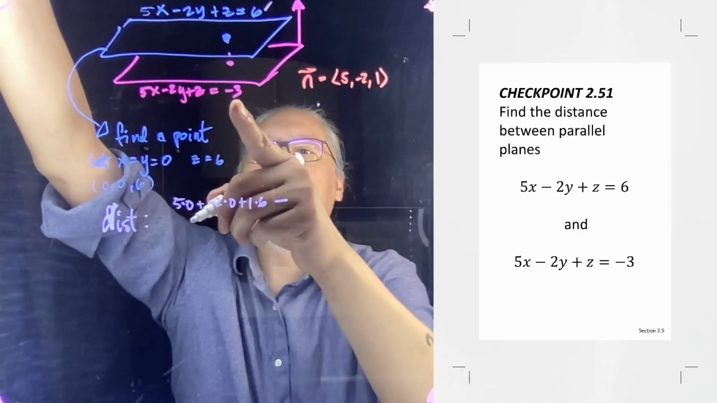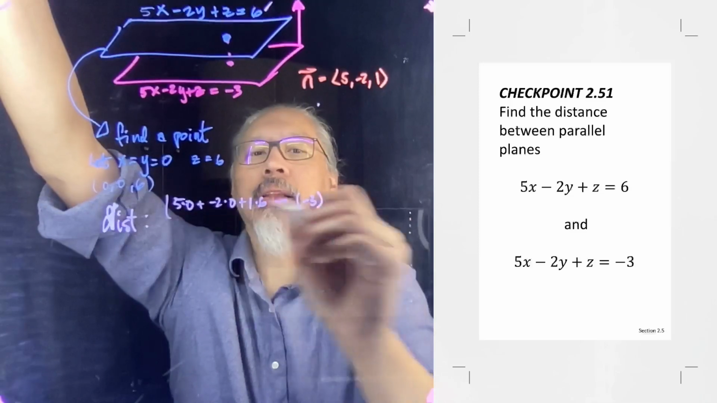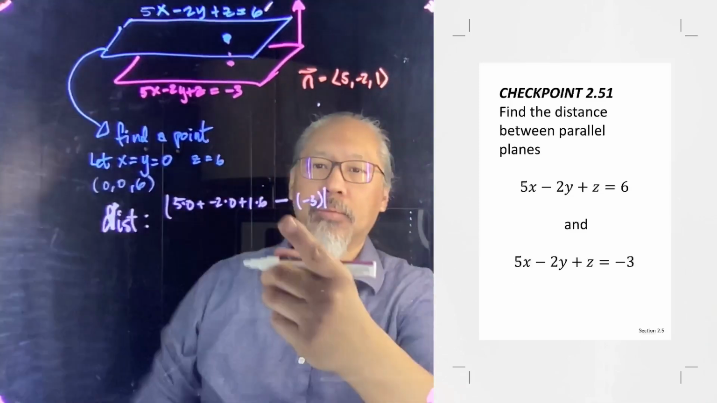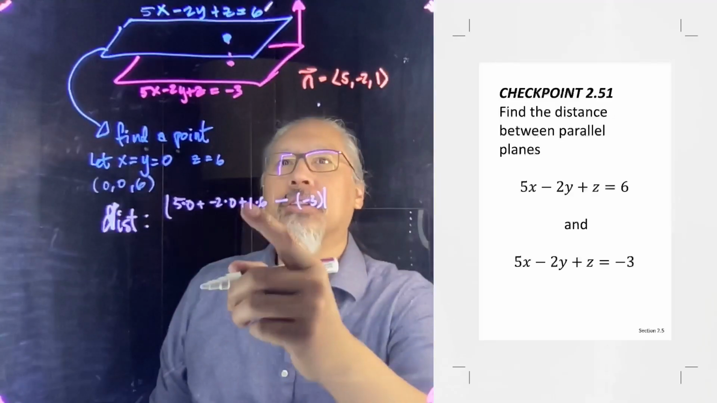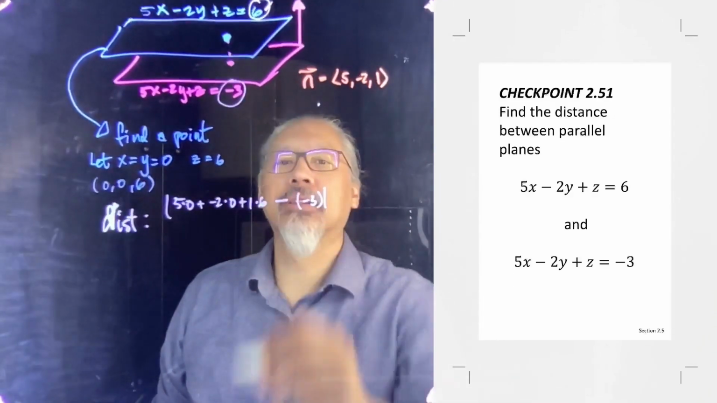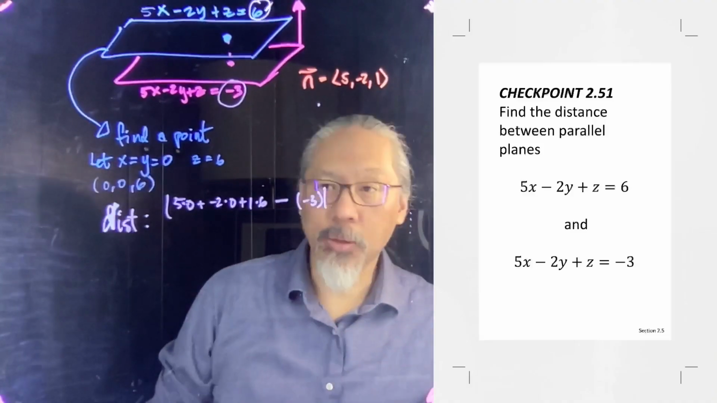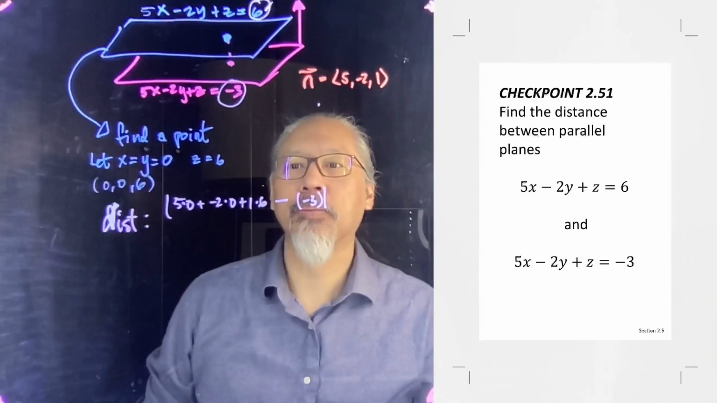Minus, and then this is the plane that we're looking at, -3, and it's a difference, and so there's going to be 6 minus -3. Again, it's no coincidence that that's the d for this and the d for that, so we really can't come up with a different formula for the distance between two planes.